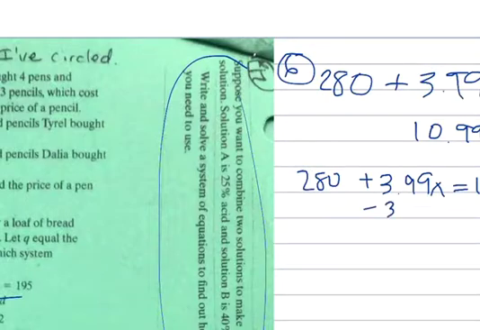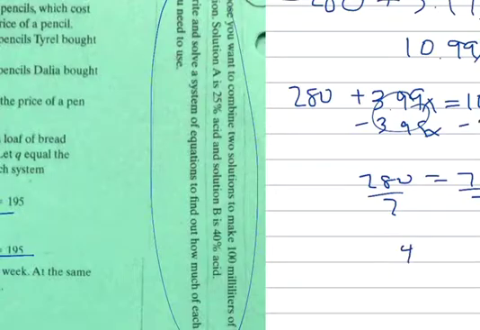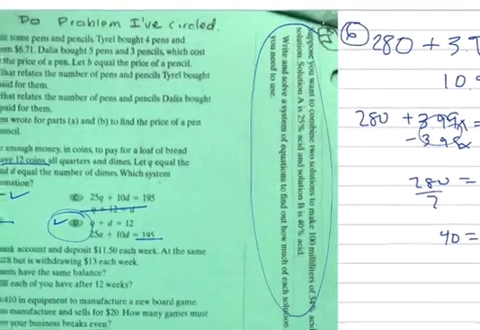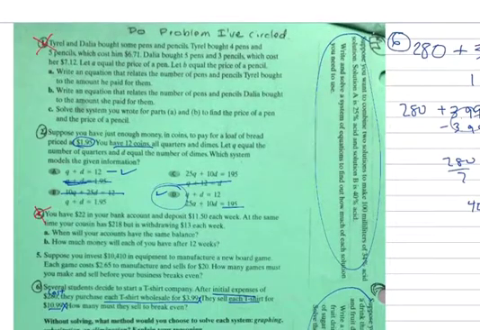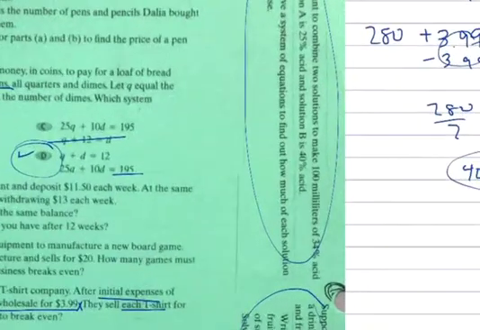Subtract 3.99x. $280 equals 7x. Divide by 7. X is the number of t-shirts. So you have to sell 40 t-shirts to break even.